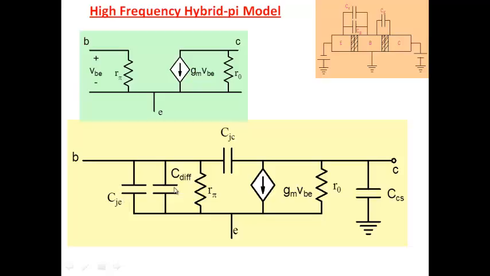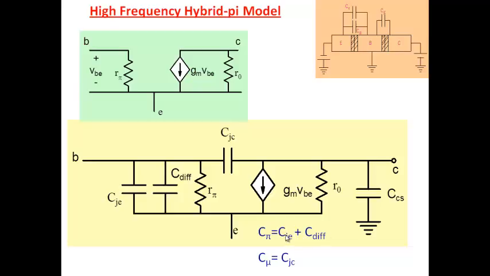Junction capacitance, diffusion capacitance, CJC, and the collector-substrate capacitance. Note that here there was this R mu also. As I said, most of the time we'll neglect this R mu, but to be more accurate, one can put an R mu in parallel with it. These two capacitors are parallel to each other.